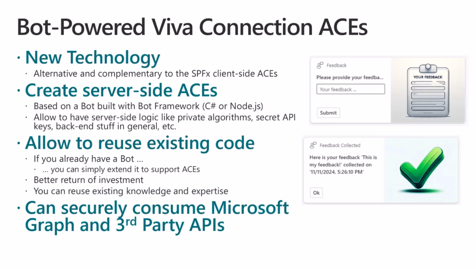And when it is a bot built with the Teams Toolkit, it can even be a bot that you have already created to extend Microsoft Teams and that you want to enrich to also provide capability inside the Viva Connections dashboard. When you create a bot-powered ACE, you can also consume Microsoft Graph or any other third-party API in a secure way using OAuth and Microsoft Entra ID. So it is a new and powerful technology that you can use to extend the Viva Connections dashboard.